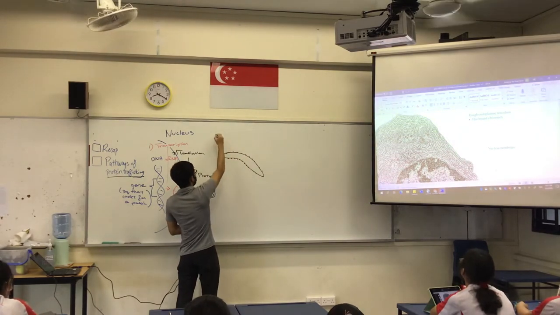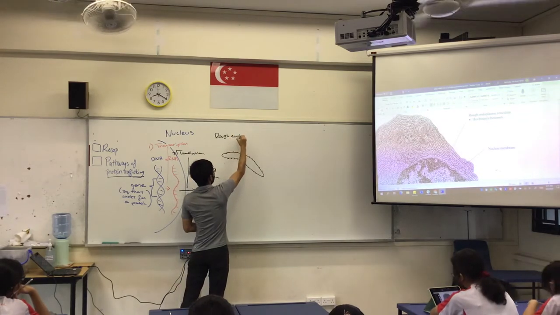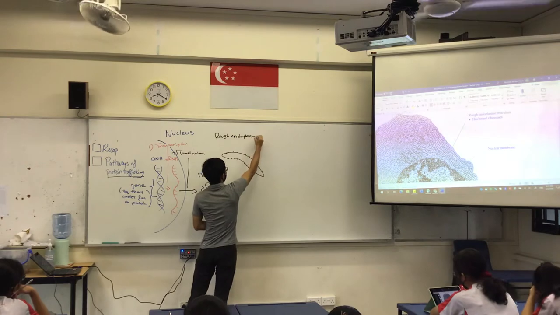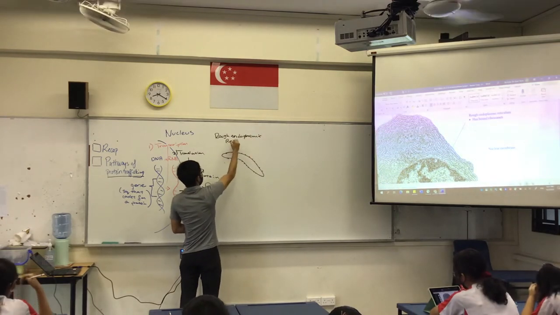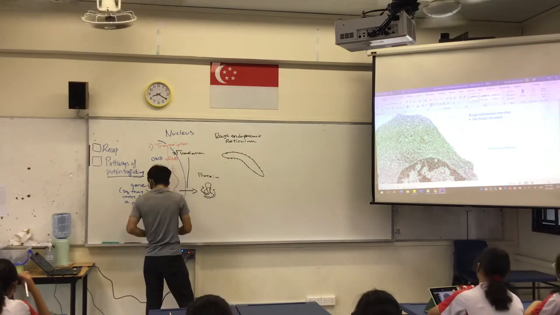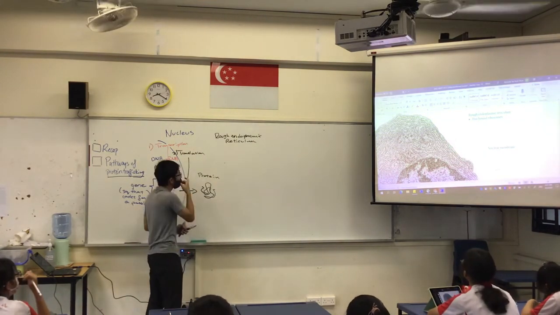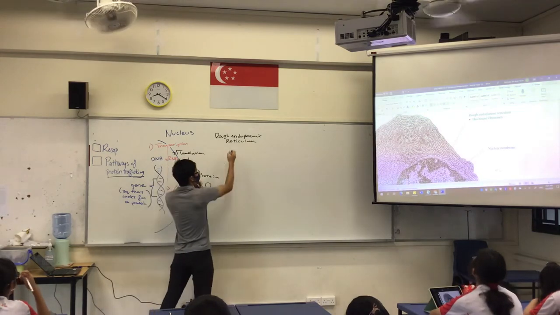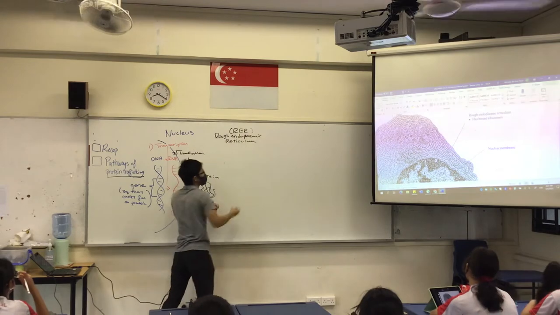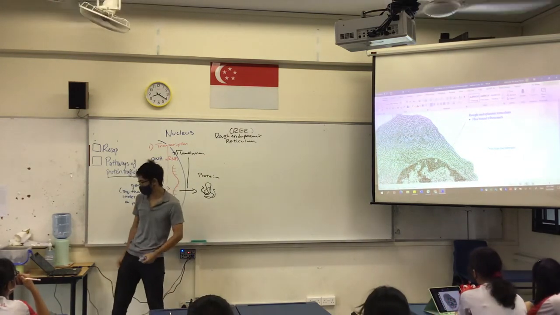Okay, you cannot spell it, it goes like that. Rough endoplasmic reticulum. I'm going to be writing RER for short from now onwards. And I expect you to know they are referring to the rough endoplasmic reticulum.